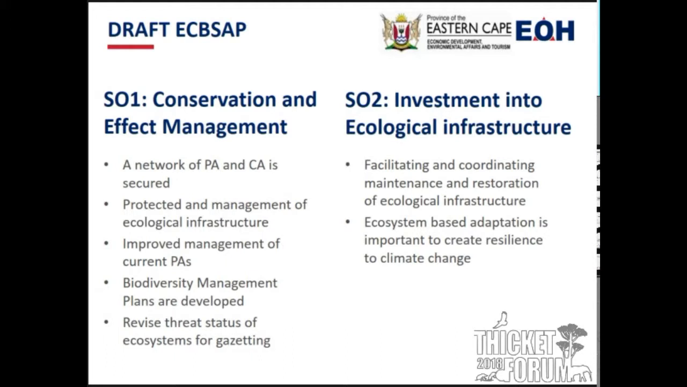For the current situation, there are, I think, at least 4 vegetation types which have increased in their threat status. And what we hope to achieve out of this outcome is having those threatened ecosystems gazetted under a NIMBA. Investment into ecological infrastructure. So there are 2 outcomes here, and some people have kind of collapsed these 2 strategic objectives, but I really feel that they need to be separate.